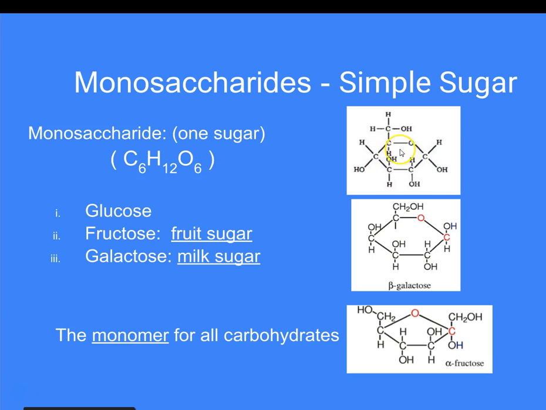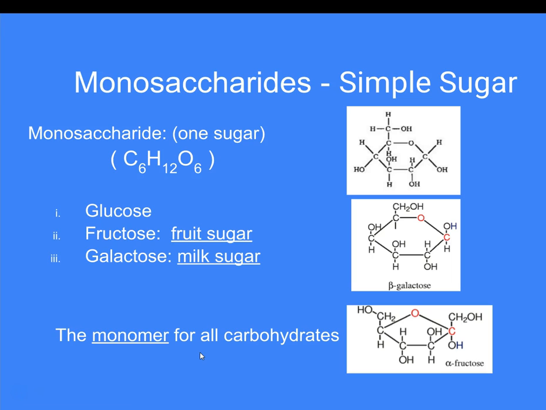This particular glucose molecule has a hexagon shape for its central carbon ring. Galactose also has a hexagon shape for its central carbon ring. However, fructose has a pentagon, so we call this a pentose sugar. Glucose is again one of the simplest sugars, very essential for our cells to utilize. Fructose is a sugar derived from most fruits, and galactose is a simple sugar derived from milk. These are all considered monomers. These are the building blocks of all carbohydrates.